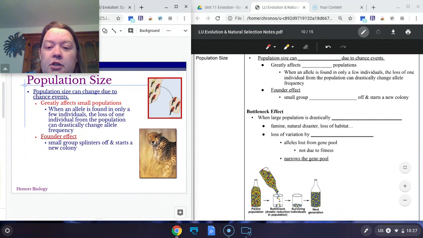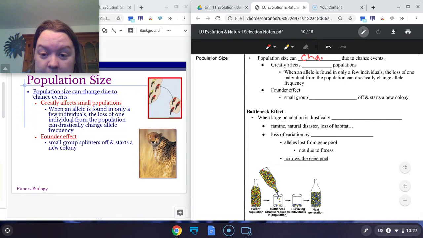So that's going to lead to changes over time. The next one is population size. Population size can change due to different events that may happen to a population, and it's going to greatly affect any small population. So if a population is small, and there's a certain allele that only a few individuals have, if a lot of organisms die, it's going to greatly change the frequency of alleles in that population. If we have a small population of birds and only 10% of them have a certain trait, and something happens and half of the population dies, it could easily wipe out that entire trait. Any type of chance event, typically natural disasters, is going to greatly affect small populations.